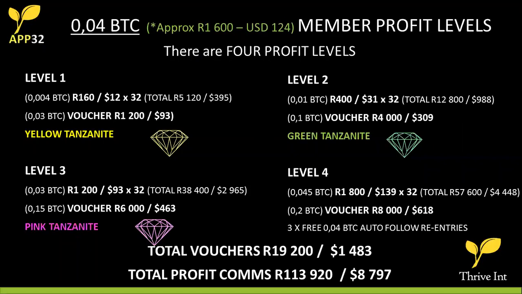And then, of course, at level number 4, you get another $4,500 worth of Bitcoin as commission, a voucher of about $600, and those 3 free entries into the 0.08 Bitcoin uni-level structure. So your total commissions in vouchers from this uni level will be about $1,500, and your total profit commission is about $8,800 in Bitcoin. Now, you also have all of these tanzanites going into your force matrix structure, and that's what it's all about. And that's just the first one.